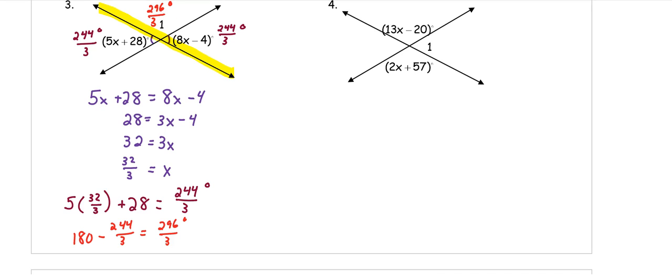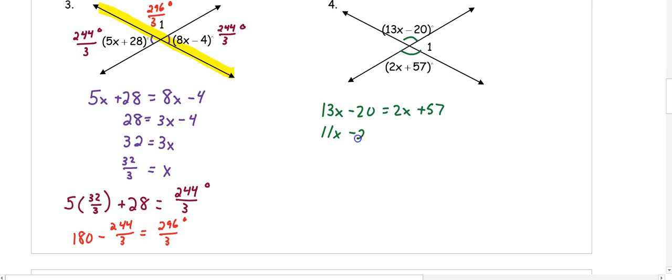Let's try another one. So number 4, again, we have vertical angles on the top and bottom of our picture. So we're going to set those equal because they're congruent. So 13x minus 20 is equal to 2x plus 57. We're going to subtract 2x from both sides. So 11x minus 20 is equal to 57. Add 20 to both sides, so 11x is equal to 77. Divide both sides by 11, so x is equal to 7.